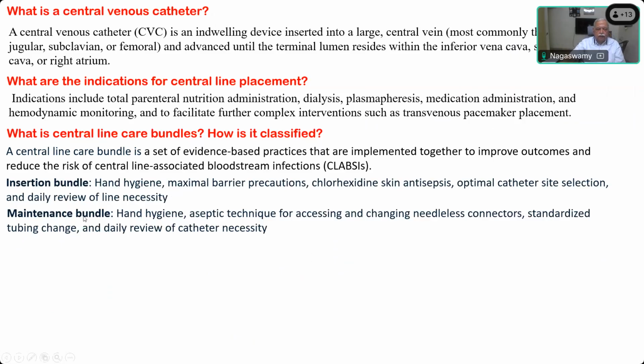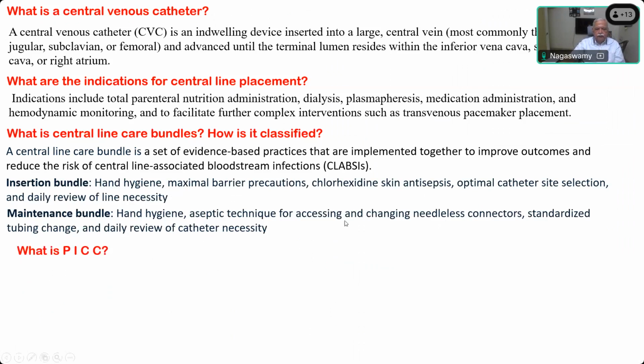So that is why the maintenance bundle is also given, where hand hygiene, aseptic technique for accessing and changing needleless connectors, like changing the IV set or adding a three-way connector, and standardized tube changing and daily review of catheter necessity. Again, it is another thing, when to remove. That should always be on the mind, especially if the patient develops a fever, rigor, chills, and shows any evidence of infection. You must think of the central line as the most important culprit.